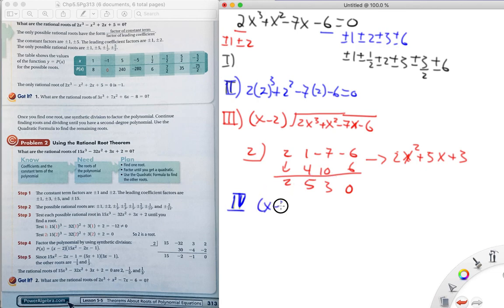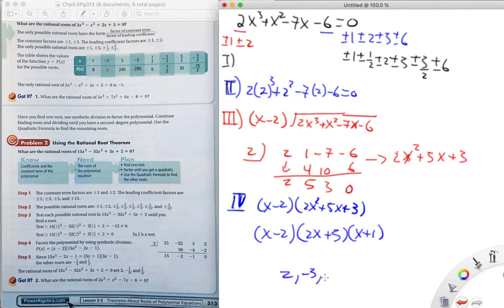You have your polynomial here. This is 2x squared plus 5x plus 3. You can do the diamond method and find out what those two guys are. I'm not going to do that. You guys know how to do that. And you'll get 2x plus 3 times x plus 1. So then your roots are 2, negative 3 halves, negative 1.